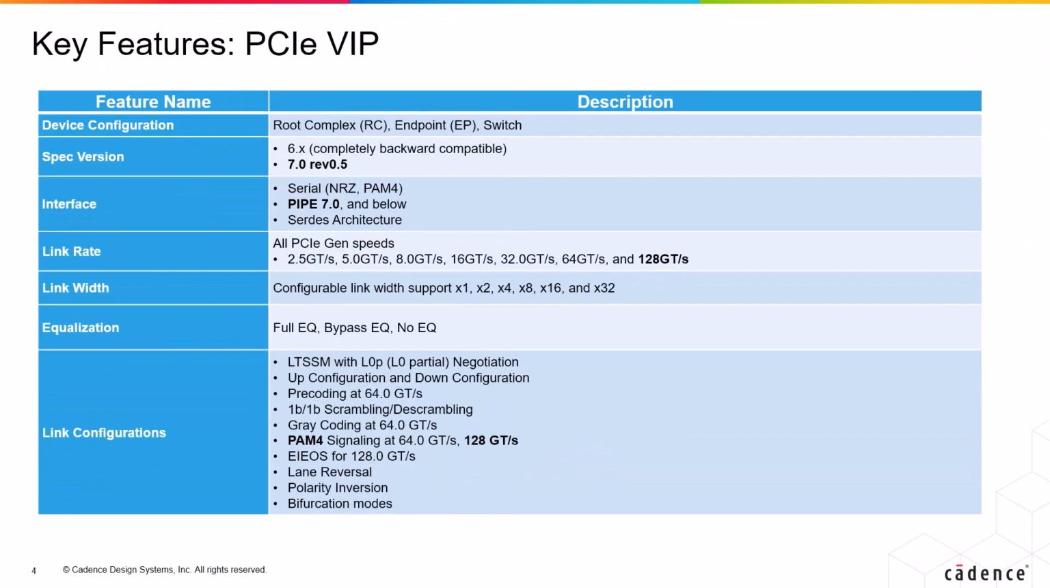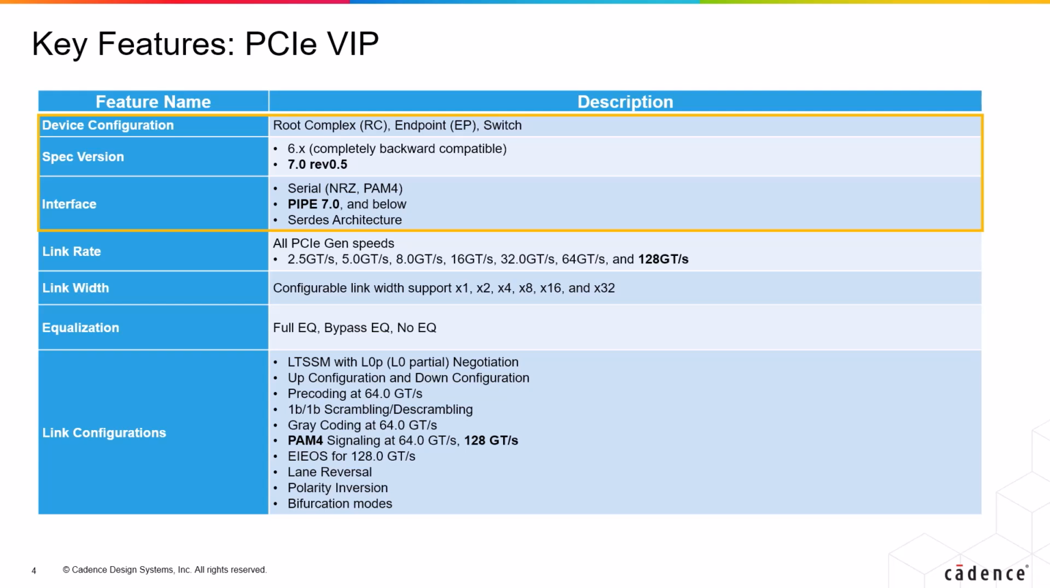This and subsequent slides cover the features of Cadence PCIe VIP. PCIe VIP can be configured as root complex, endpoint, and switch, where the device configurations can be root complex, endpoint, switch, and PHY DUT. It supports all flavors of PCIe version 6 along with errata, which is also completely backward compatible with the previous versions. It also supports the latest PCIe version 7.0 revision 0.5.